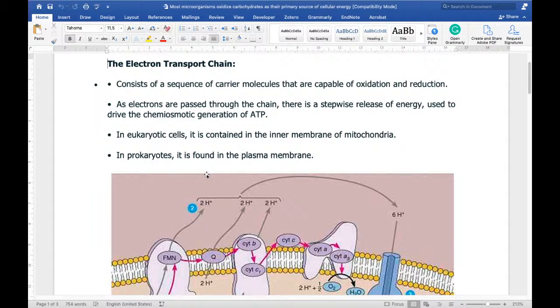So the electron transport chain consists of a sequence of carrier molecules that are capable of oxidation and reduction. Many carrier molecules will be present which will do the oxidation and reduction, and as electrons are passed through the chain there is a stepwise release of energy, which is used to drive the generation of ATP. In eukaryotic cells it is contained in the inner membrane of the mitochondria, and in prokaryotic cells it is found in the plasma membrane.